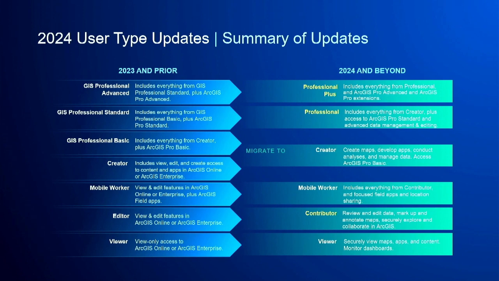I'll just jump to the top now. GIS Professional Standard, that's just going to have a slightly simplified name and will just be called GIS Professional. And GIS Professional Advanced is just going to be called Professional Plus. We'll get into the details in the next slides. Now, the biggest change here is in the GIS Professional Basic and Creator. Basically, these two levels are merging, and they're going to be just called a creator moving forward.